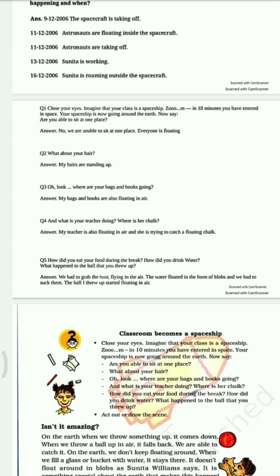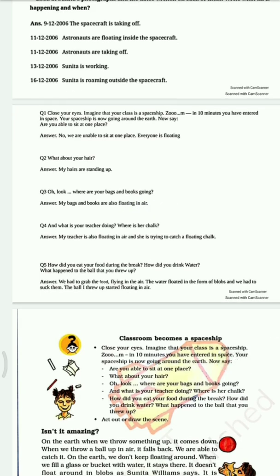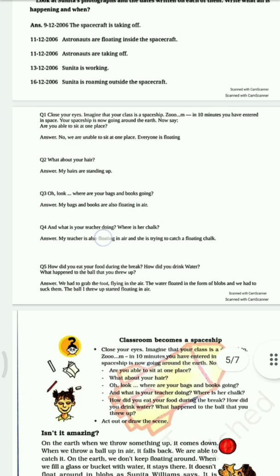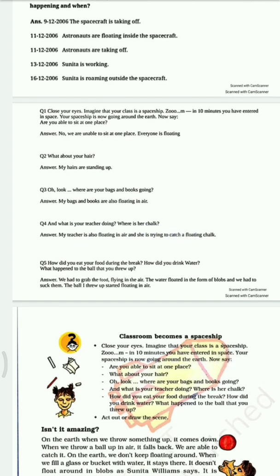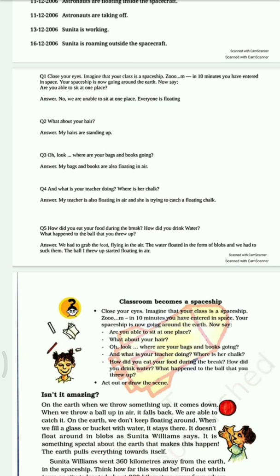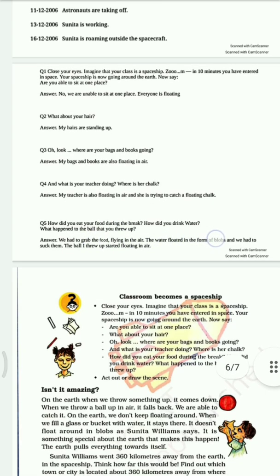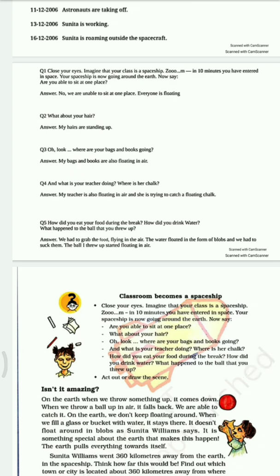Now the third question is, oh look, where are your bags and books going? So my bags and books are also floating in air. Now the fourth question is, what is your teacher doing and where is her chalk? So my teacher is also floating in air and she is trying to catch a floating chalk. Okay, so the teacher is also floating and the chalk is also floating. Now the fifth question is, how did you eat your food during the break? How did you drink water? What happened to the ball that you threw up?